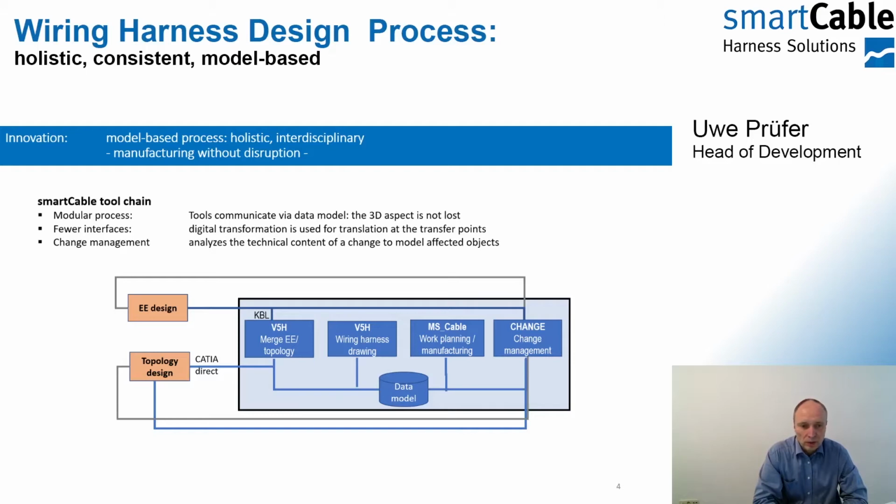Changes to the initial wiring data are very common throughout the entire life cycle of a wiring harness. Any change to the wiring can have an impact on the 3D topology, so changes have to be validated across all domains. The change management considers a change to be delta information on the data model. The change management unlocks significant potential for rationalization. I will demonstrate this in the second part of my presentation.